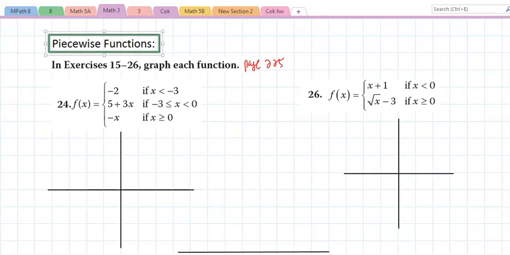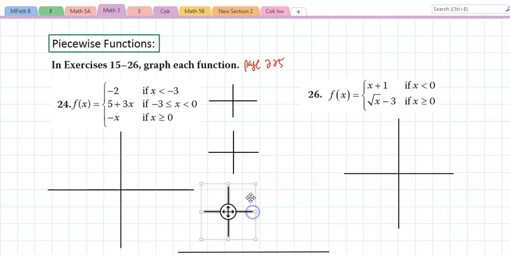For example, we know how to sketch a graph of all of those. That is, y equal negative 2. I know how to do that. Y equal 5 plus 3x. 1, 2, 3, 4, 5. That's the y-intercept. Rise 3, run 1. It's a line. And I know how to graph y equal negative x. Rise 1, run 1. The deal is, I don't want the entire graph.